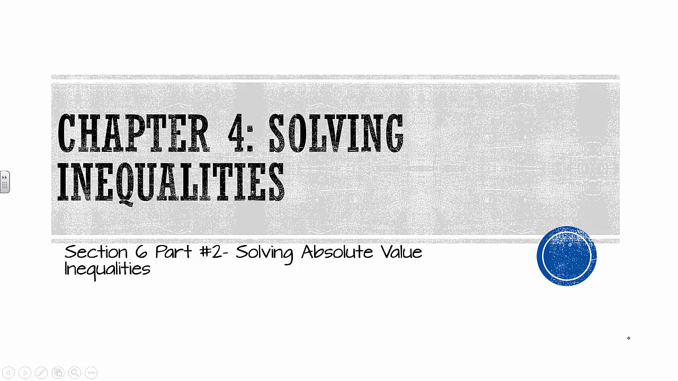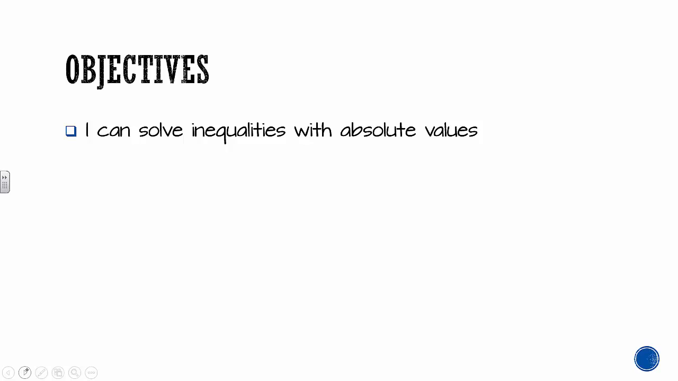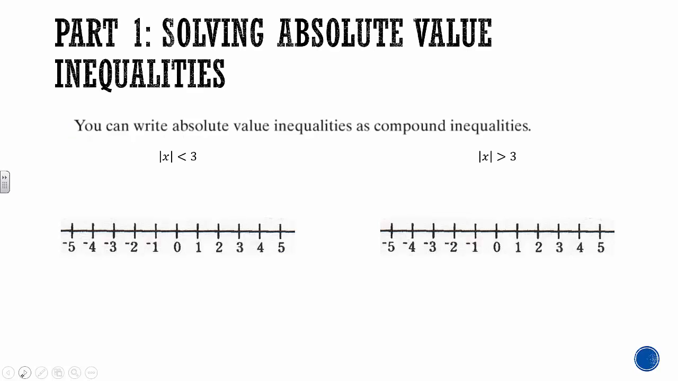Chapter 4, Section 6, the second part is about solving absolute value inequalities. So yesterday we focused on absolute value equations. Today it's going to be a little different because we're going to have those alligators in there. So by the end of the lesson, you should be able to solve these. So let's take a look at these two inequalities.